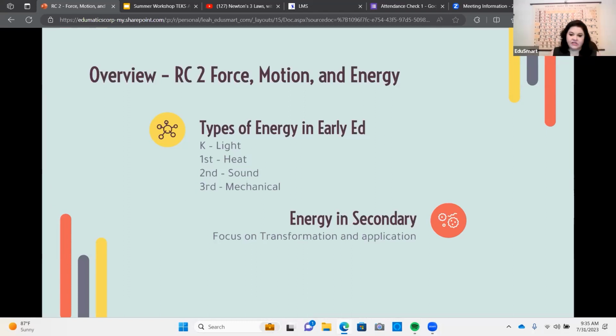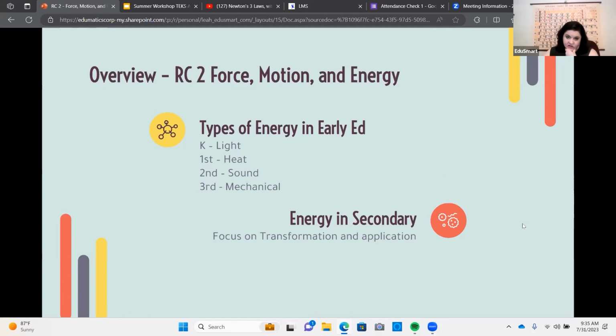So there's a big focus on transformation or transfer, and then how do we apply that use of transformation of energy. So how does chemical energy in a battery become light energy in a flashlight? And obviously it goes through that transition to electrical energy and then to light energy, and being able to understand how it's changing a lot, but you're not losing energy, it's just being transformed.